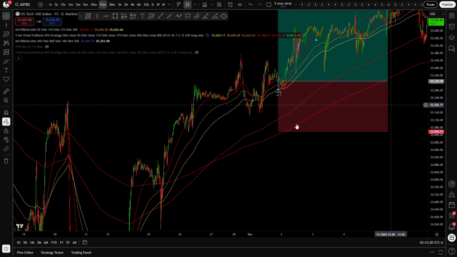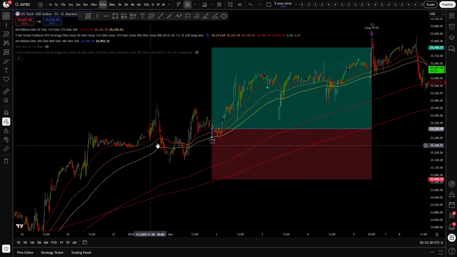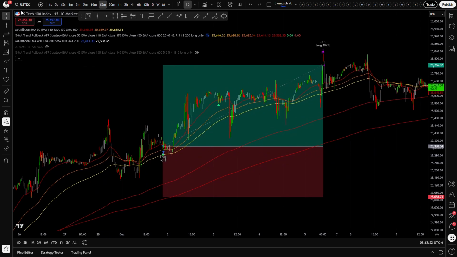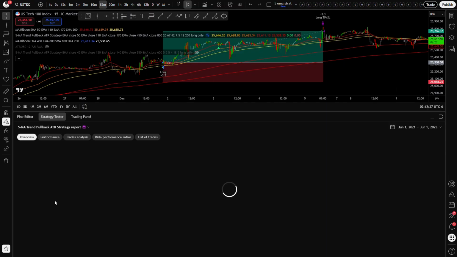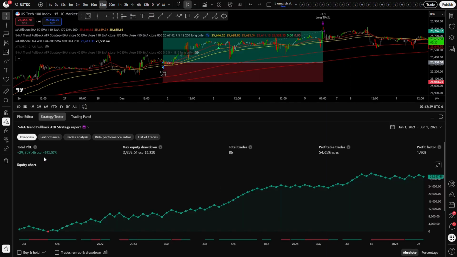After I got the script coded, I tried and optimized the strategy for a few assets, and the best performer was USTEC or the US 100 50-minute chart. In just 4 years, this optimized strategy generated 300% net profit with 25% maximum drawdown.